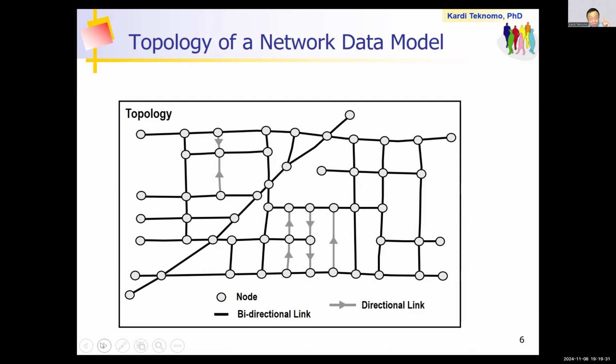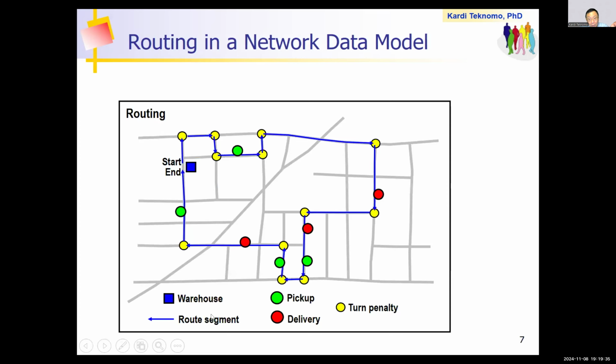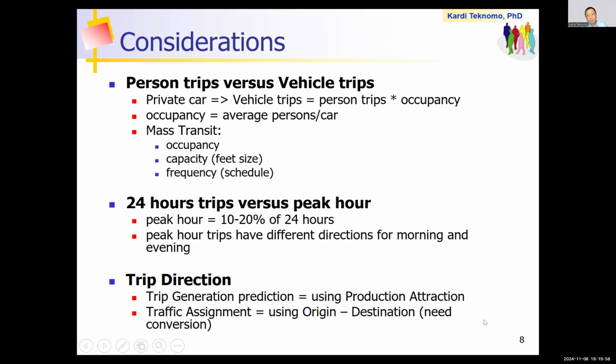So how to do traffic assignment is actually finding the route from origin to destination. Say you start from here, it will go finding the route. The algorithm is basically finding the shortest route from origin to destination, and the route is not necessarily a cycle like this. So what are the factors?